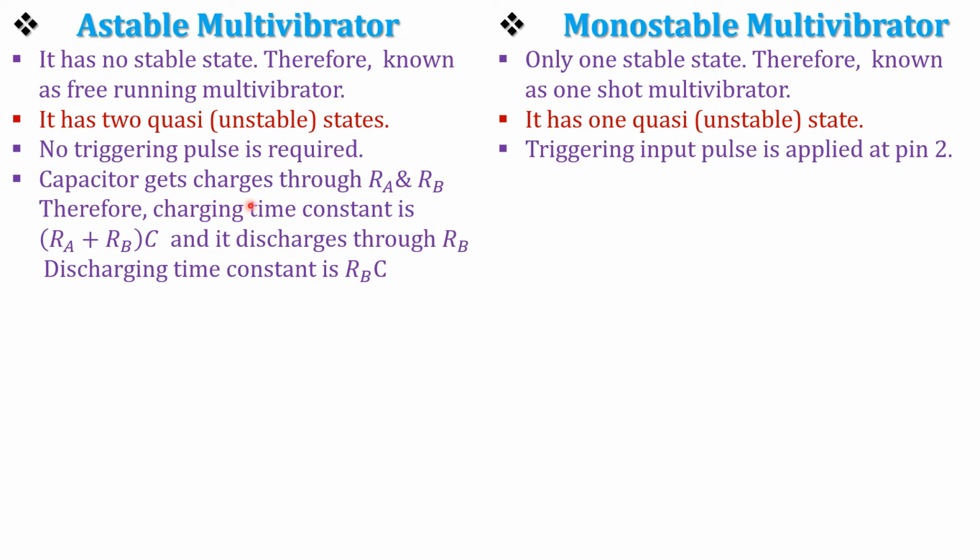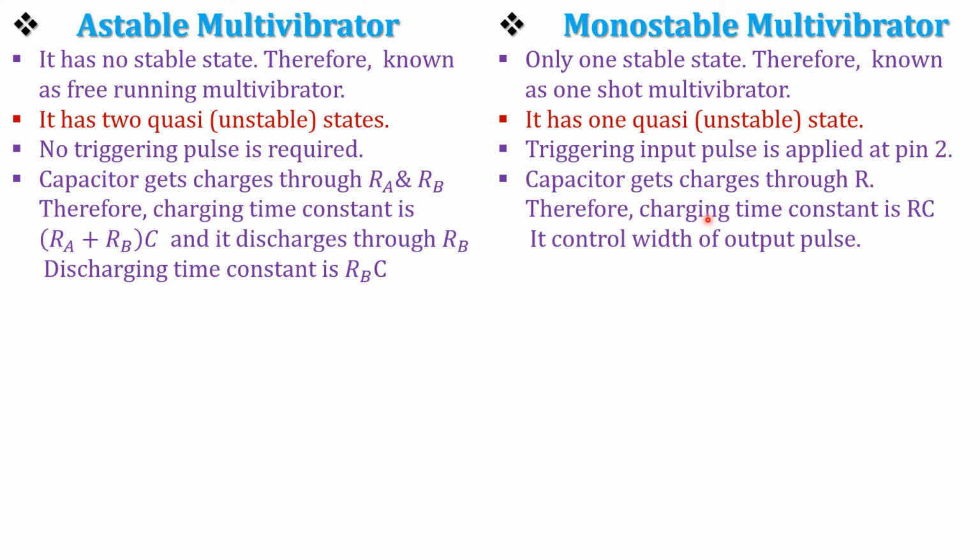Now we note the charging time constant. As the capacitor gets charged through the resistors Ra and Rb, that charging time constant is (Ra plus Rb) multiplied by C. When it discharges through the resistor Rb, the time constant is Rb into C. Therefore, the time for which the capacitor gets charged, that is T on, depends on (Ra plus Rb) into C, and the time for which the capacitor gets discharged, that is T off, depends on Rb into C.